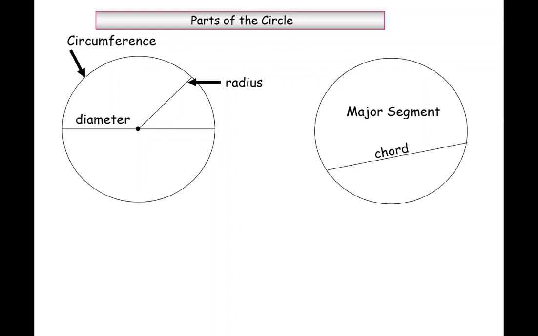A chord connects two points in the circumference. So that means the diameter is a type of chord, but it's a special type of chord where it passes through the center. It divides the circle into two equal semicircles, but this divides them into two segments. The upper one is called the major segment, and the smaller one is called the minor segment.